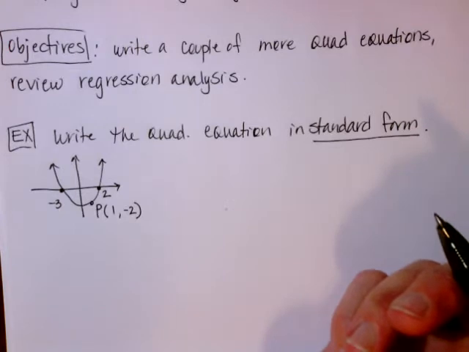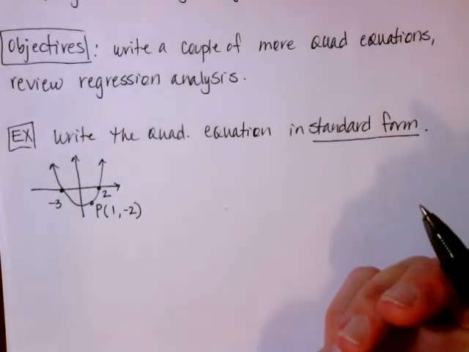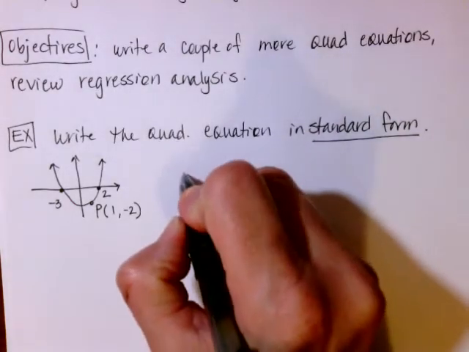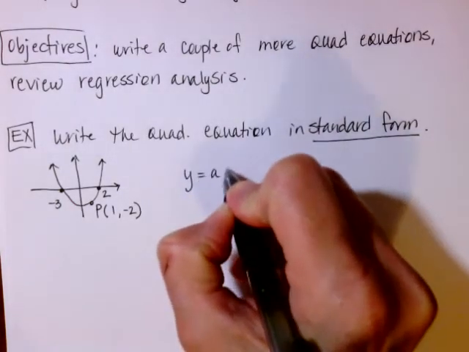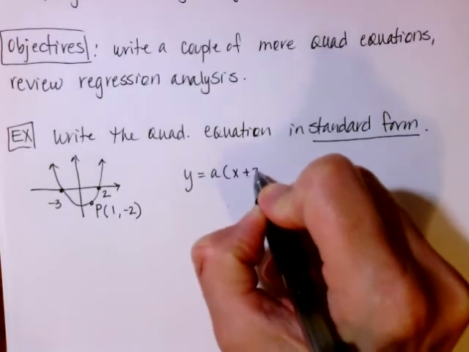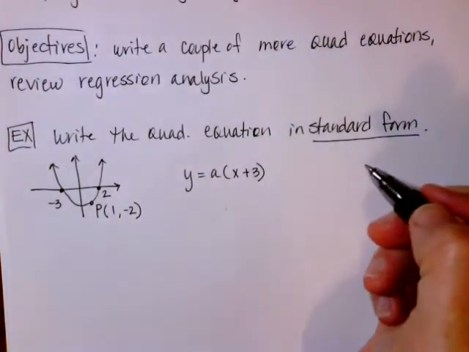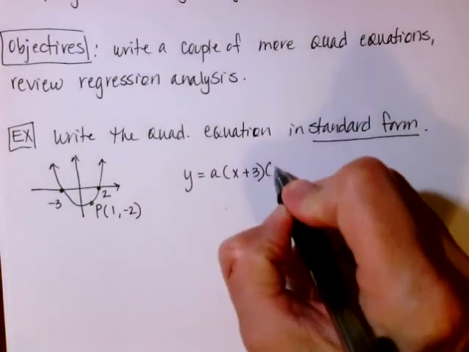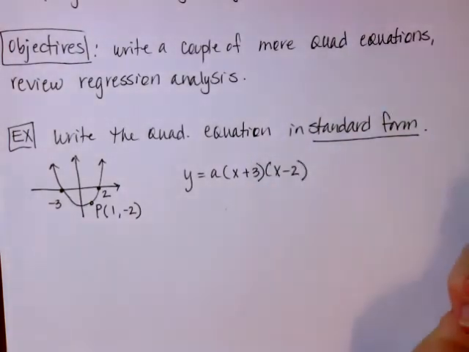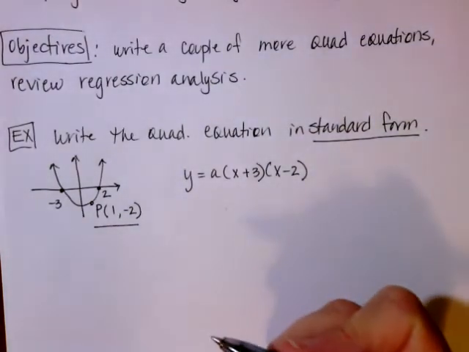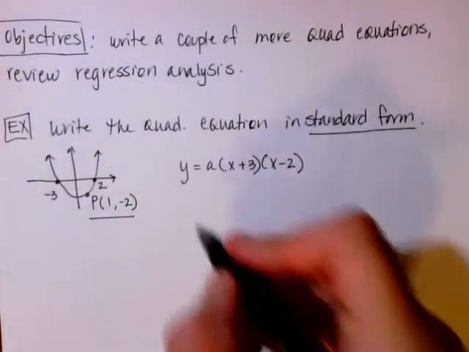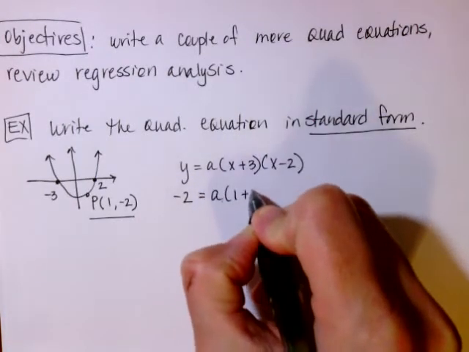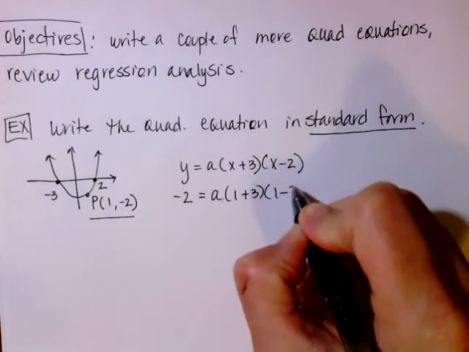So since I have my x-intercepts, I'm actually going to start the process using my intercept form or factored form. So I'm going to write y is equal to a times (x + 3). Remember that the signs are always the opposite when it's inside the function, and (x - 2). I'm going to use my point to help me find a. So I'm going to substitute in -2 is equal to a, here's my x, and here's my x.